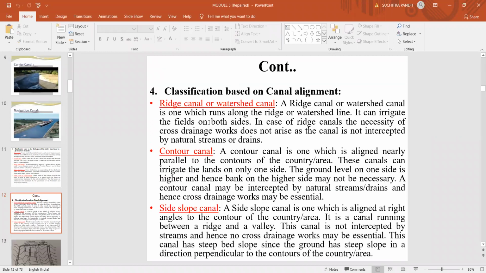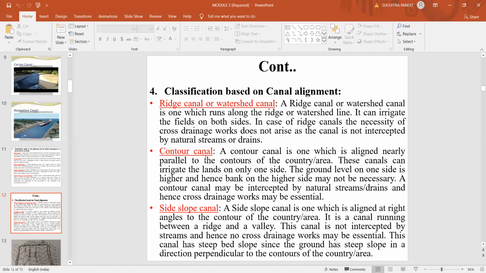Next is the classification based on its alignment. It can be called a ridge canal or watershed canal, which is a natural canal. A ridge canal or watershed canal is one which runs along the ridge or watershed line, that is, from the boundary of the watershed. It can irrigate the fields on both sides. In case of a ridge canal, the necessity of cross drainage works does not arise as the canal is not intercepted by the natural streams or drains. Whatever canals run through the watershed, which has a natural slope, are called a ridge canal or watershed canal.